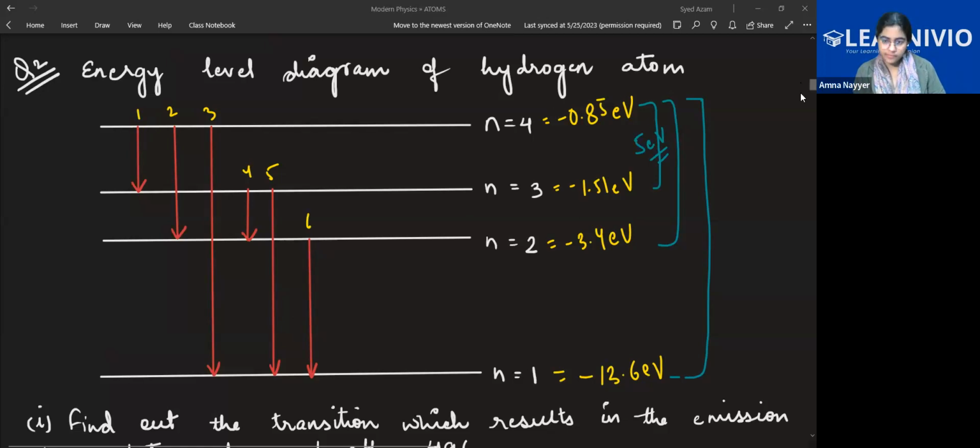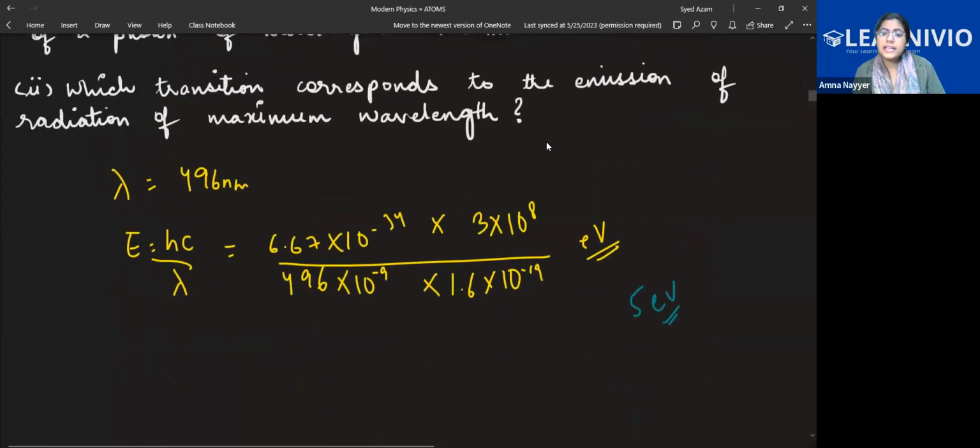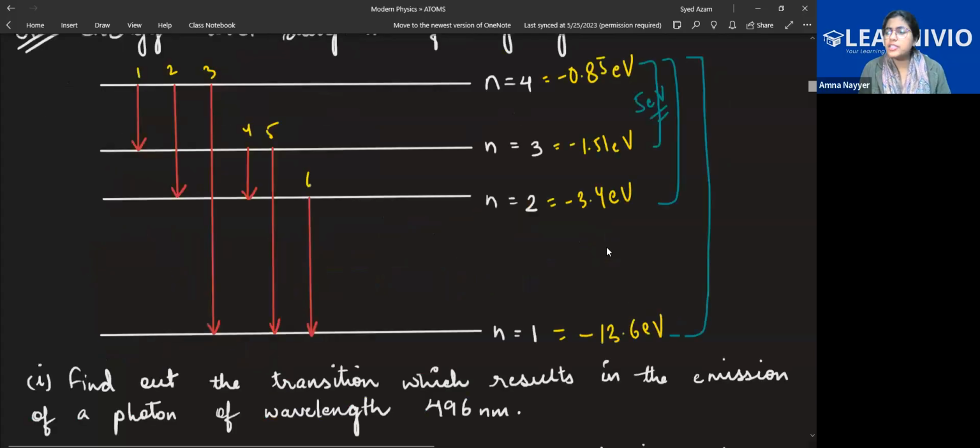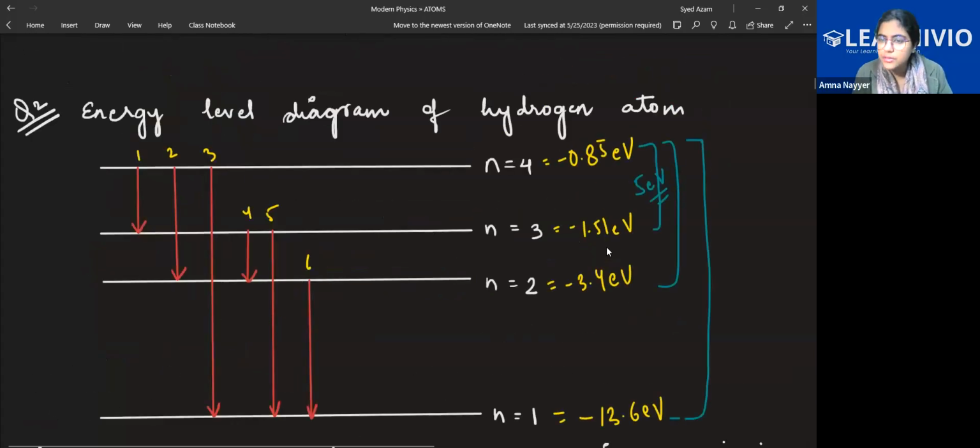Yes, ma'am. Okay. Last says, which transition corresponds to the emission of the radiation of maximum wavelength? For the second part, energy is inversely proportional to wavelength. Maximum wavelength means minimum energy. You have all the energy differences here. Whichever will be the least one will be the answer to this. So this is how the energy level diagram questions are dealt.